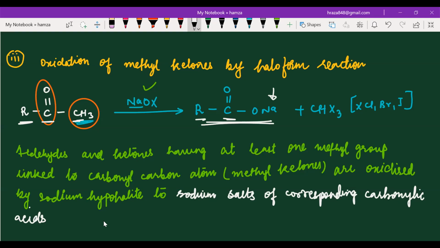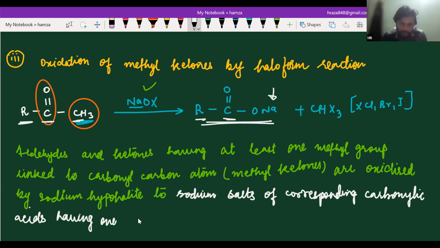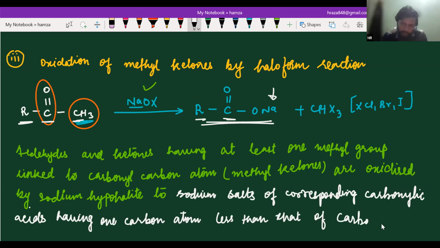Yes, sir. Very good. Having one carbon atom less than that of the carbonyl compound. Please do write. So this methyl group is directly converted into haloform. I'll show you a reaction. It's very easy.